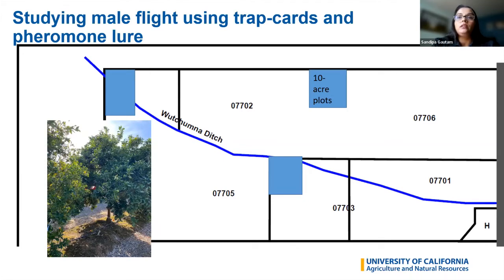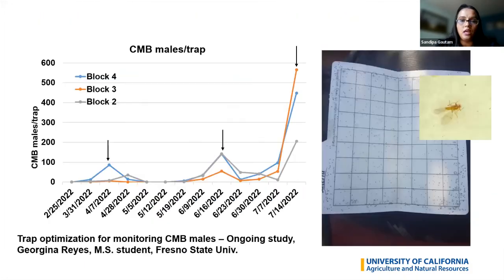Now, another ongoing study, which is the master's thesis research of a graduate student, Georgina Reyes, where we're monitoring male flight using trap cards and pheromone lures in many different plots in Tulare and Fresno counties. This is one of those plots where we're monitoring male flight using trap cards. We have 10-acre plots, and we have a trap card at the center of the block. And what we're doing is changing those trap cards weekly and counting the number of males trapped on the card.